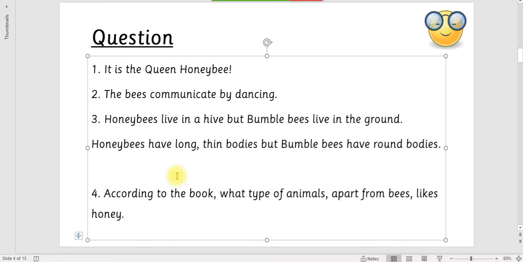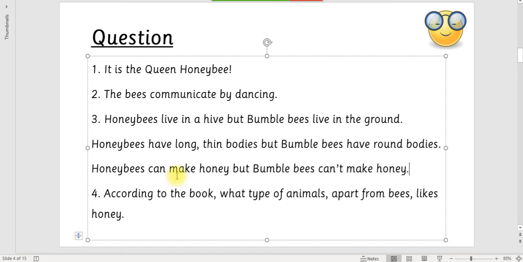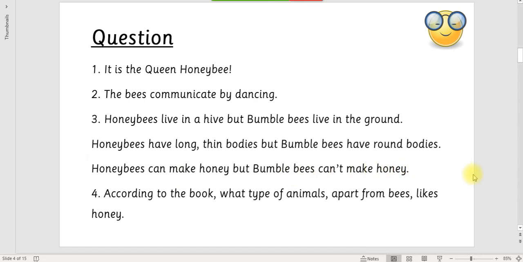The last one I heard was that honeybees can make honey. That makes sense, but bumblebees can't make honey. So there, I've written 3 differences between a bumblebee and a honeybee, but you only needed to have found one. Which one did you find? Or did you find a different one?